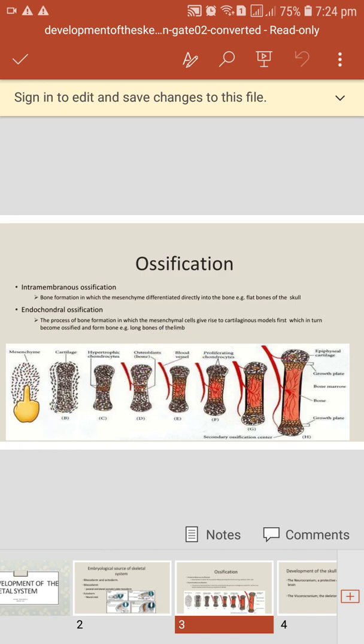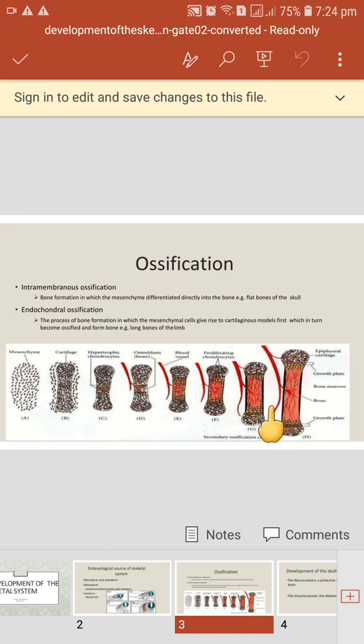In this diagram you can appreciate the mesenchyme. Firstly, the cartilaginous model is formed. After that the ossification starts, blood vessels invade, and the proliferation of chondrocytes takes place. And here you can also appreciate the epiphyseal cartilage.